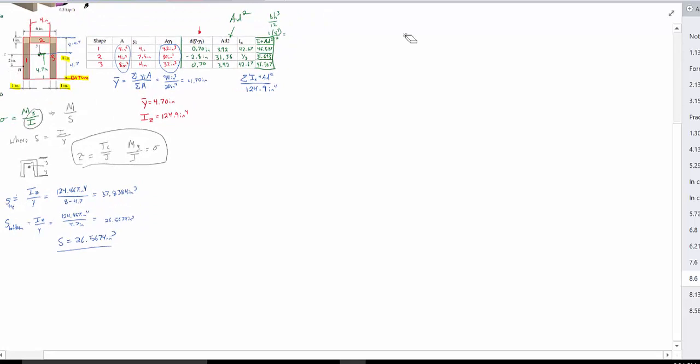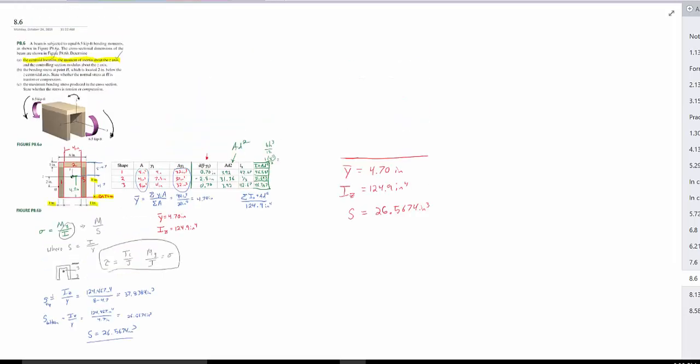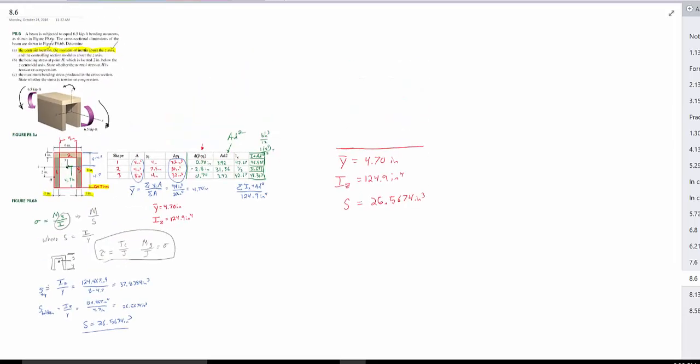Let me draw over here our solutions, right? So we have y bar equals 4.70 inches, I sub z equals 124.9 inches to the fourth. Our section modulus, we just determined, is 26.5674 inches to the third. Okay. So now that's part A.